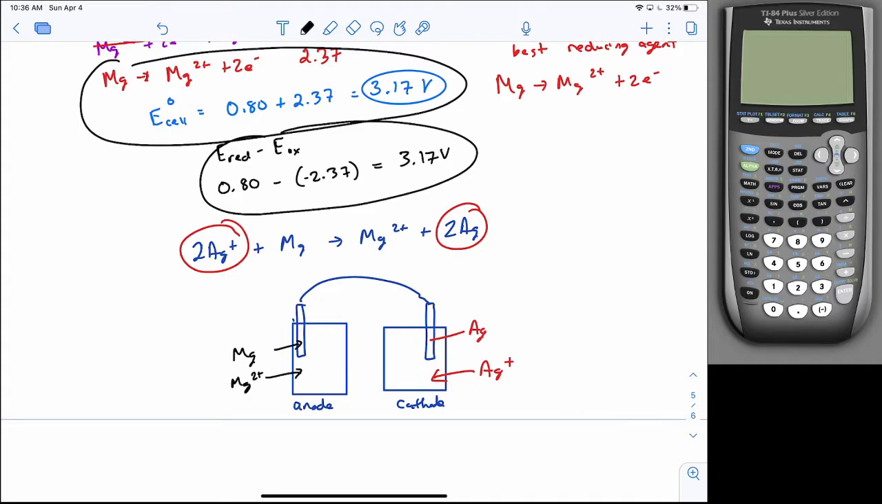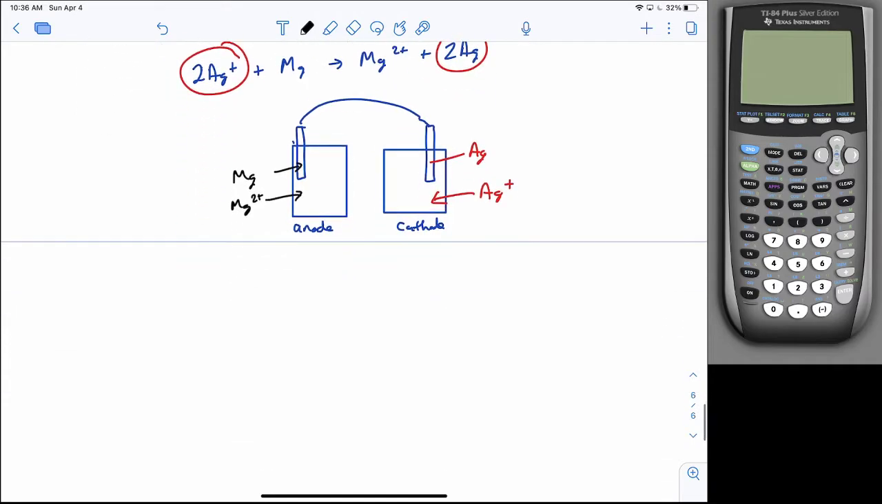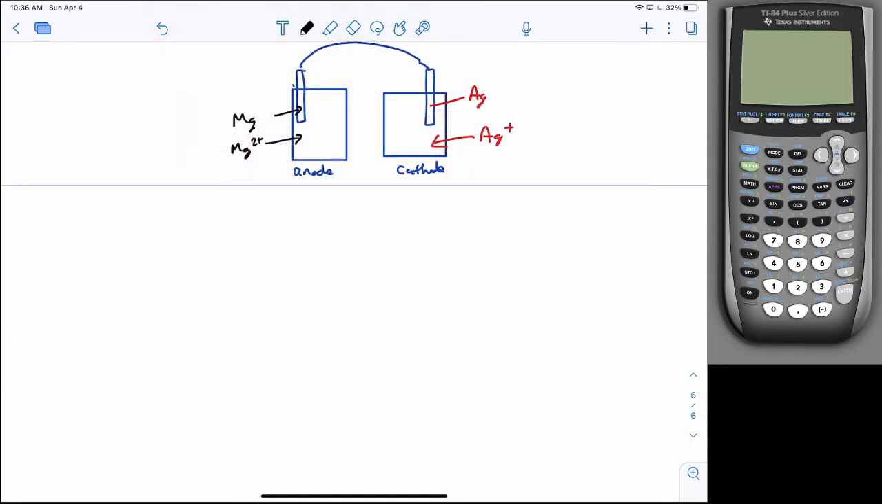Questions so far? Okay. Now, that leads us into the next part of this, which is our delta G is equal to negative nFE. Okay. And this is where we tie in spontaneity with our cell potential.